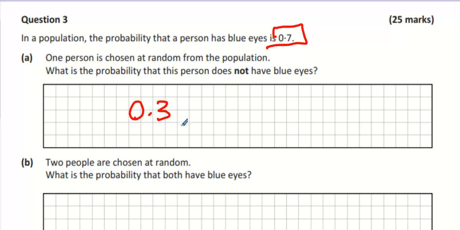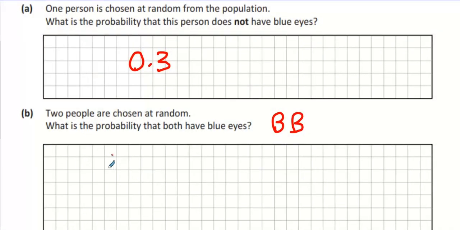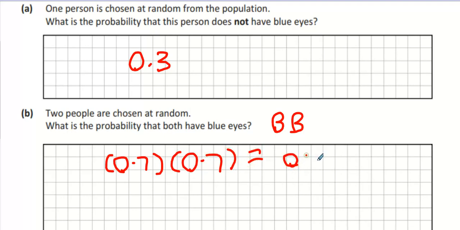Okay. 2 people are chosen at random. What's the probability they both have blue eyes? So we're talking BB, both blue eyes. The probability of blue is 0.7, isn't it? The probability of the second person having blue, which gives 0.49. Happy days. Let's keep going.